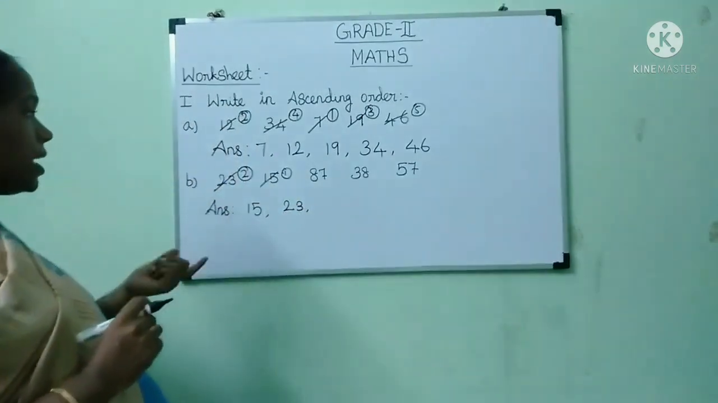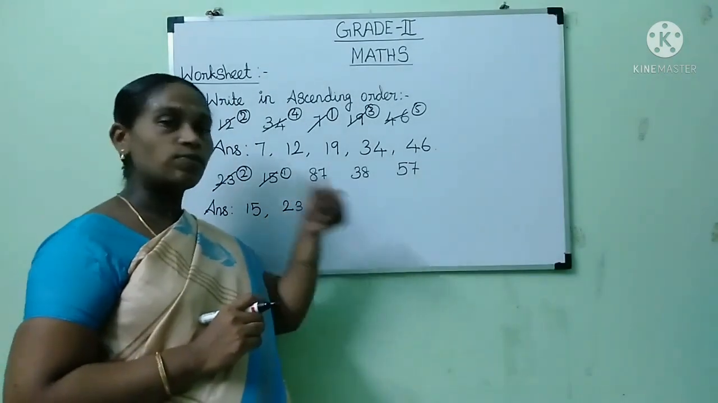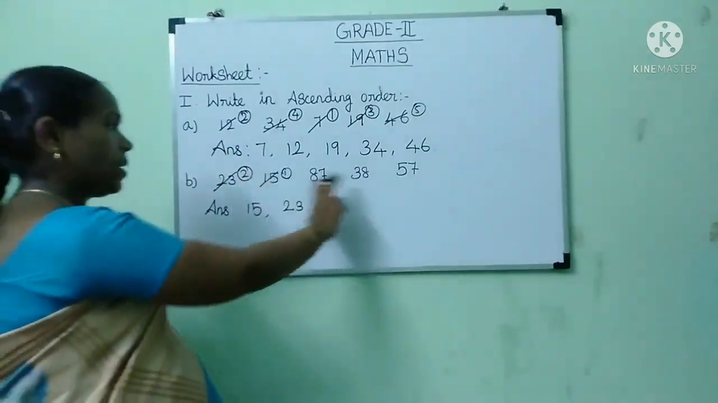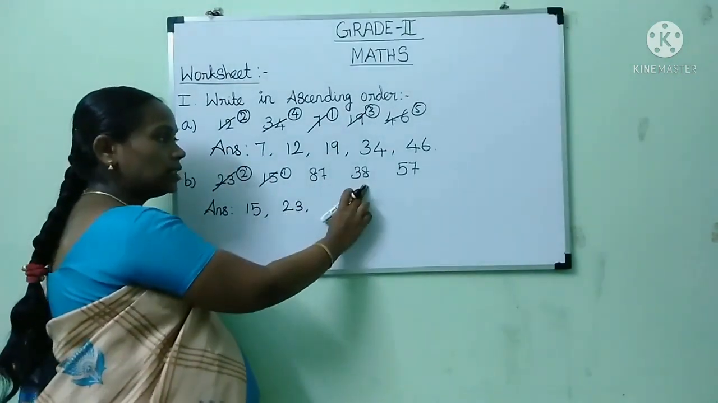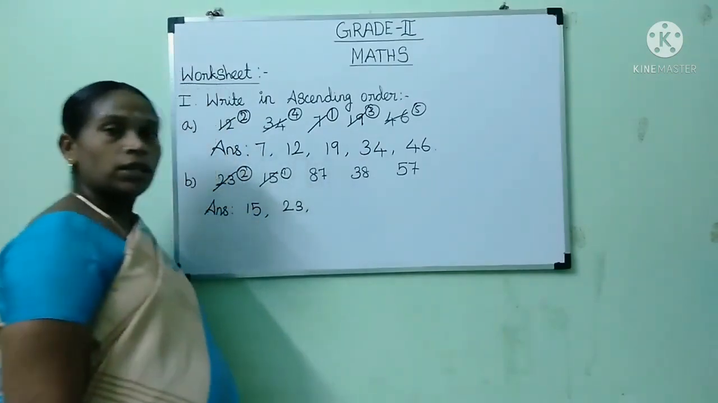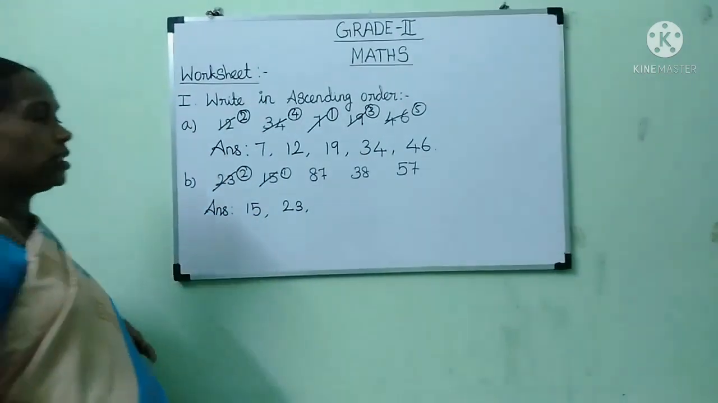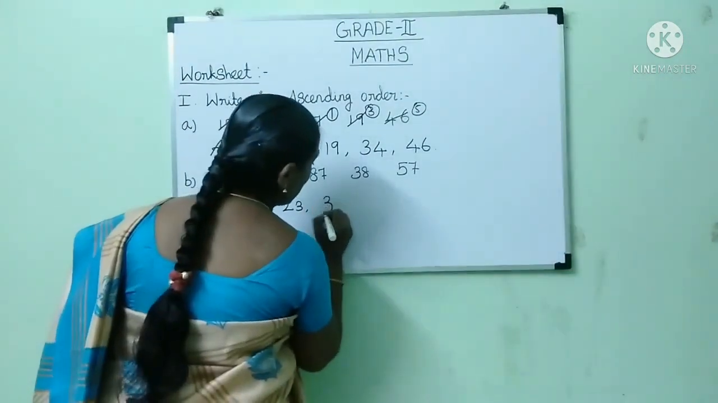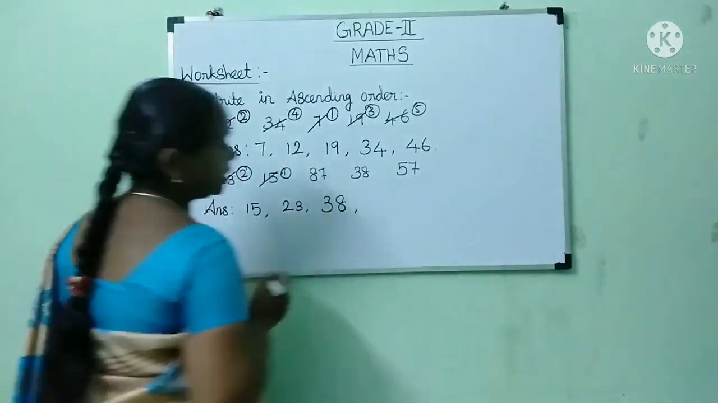Okay. The next, you have 3 numbers. Which number is the smallest number from these numbers? 87, 38 and 57. Yes, 38 is the very smallest number. So, you should write the number 38.